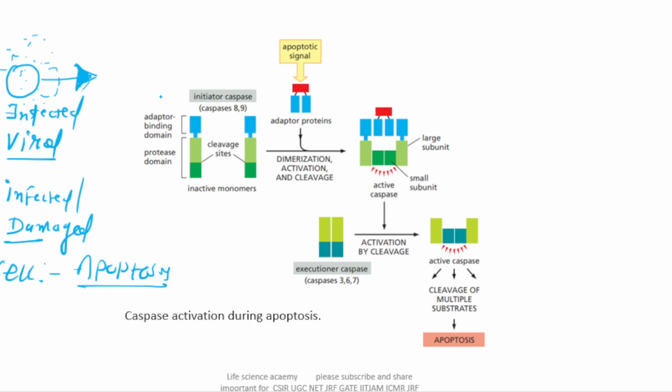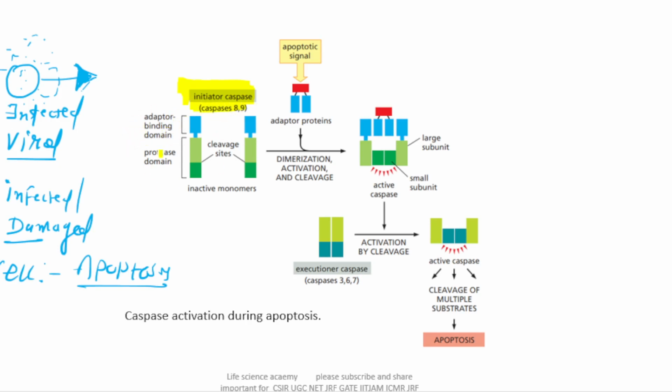So if we're talking about the mechanism which is involved in the apoptosis process, we have the initiator caspases. Now, what are the caspases, which we will discuss later. Initiator caspases are proteases which initiate the apoptosis. So initiator caspase begins the apoptosis. We have caspases 8 and 9.